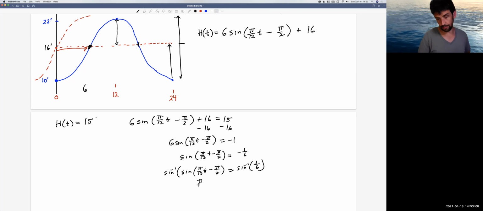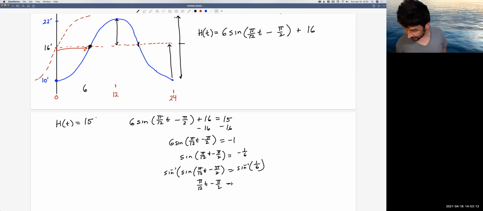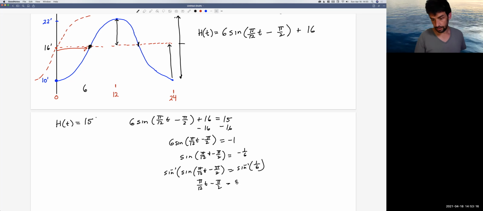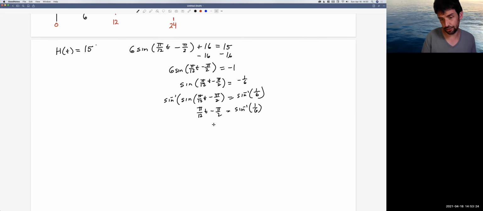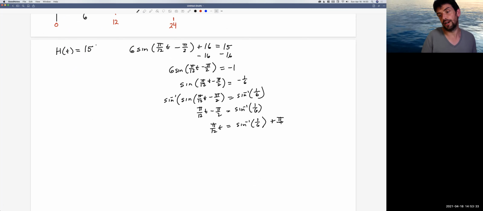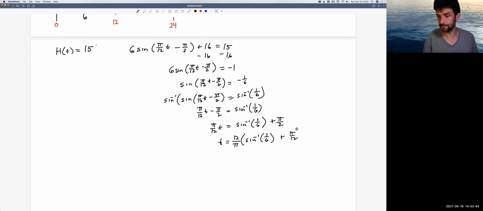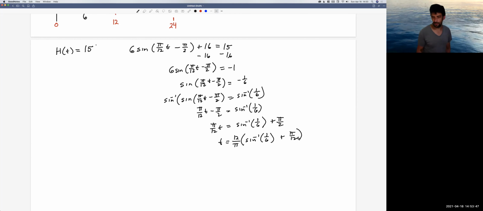So for now, I'm just going to assume pi over 12t minus pi over 2 is equal to sine inverse of 1/6. And that's some number, and we'll use a calculator to get it, but let's just finish solving for t. I can add pi over 2 to both sides. So I get pi over 12t is equal to sine inverse of 1/6 plus pi over 2, and then multiply both sides by 12 over pi to get sine inverse of 1/6 plus pi over 12. All right, the whole side gets multiplied.